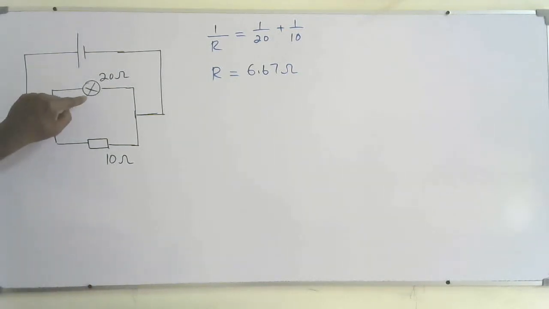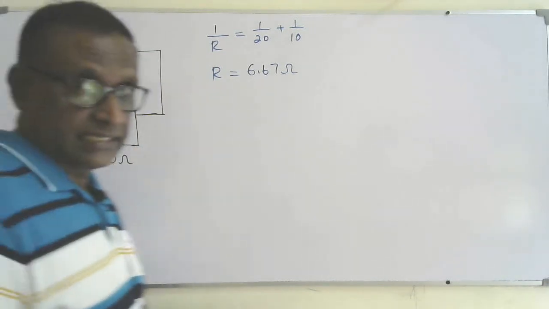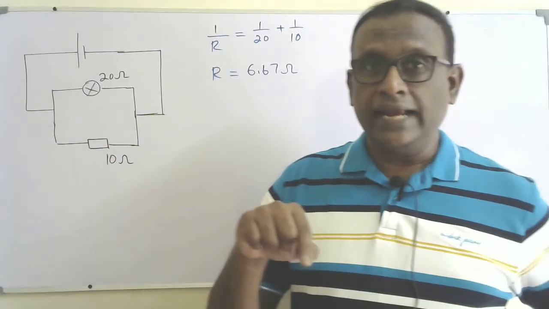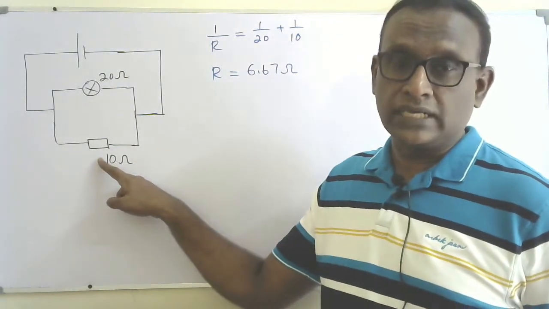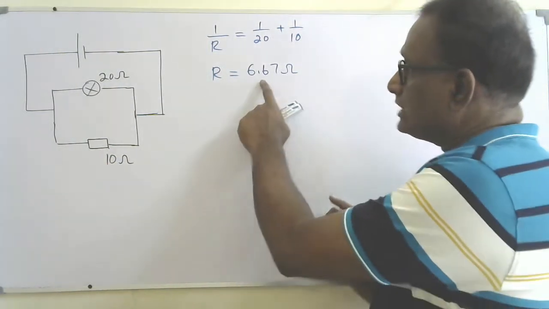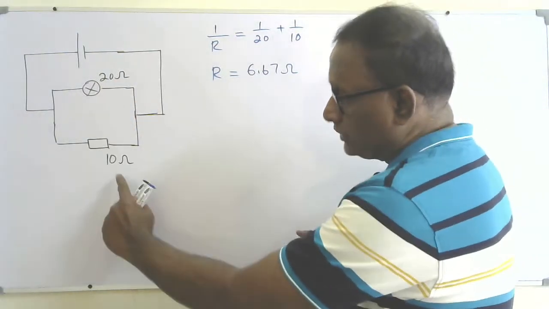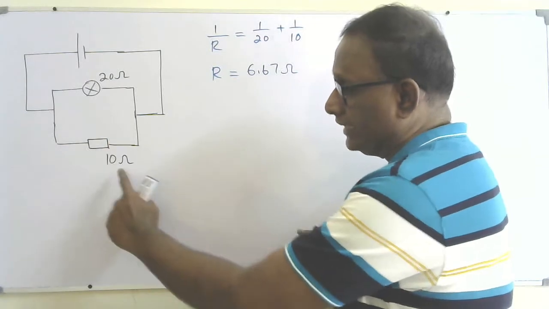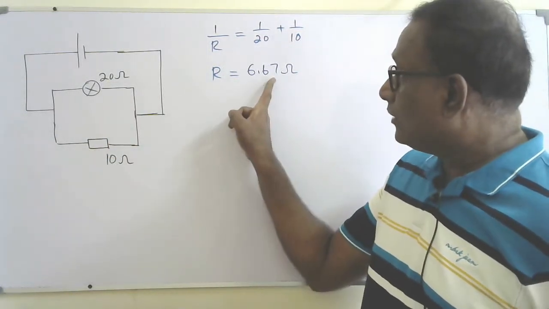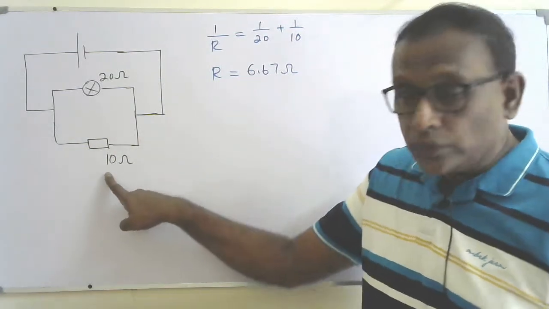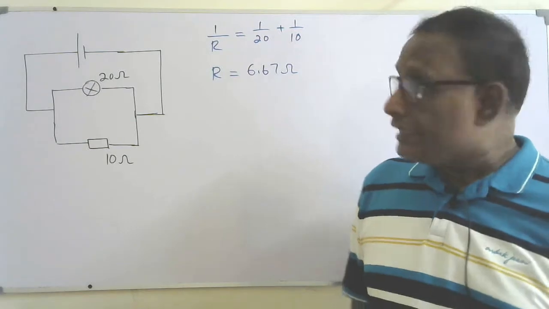Okay, now look here. The resistance of the bulb is 20, this is 10. You can see the equivalent resistance is lower than the lowest of these two components, which are connected in parallel. So you can see that is 6.67. That is lower than the lowest among them. Among 20 and 10, 10 is the lowest of these two resistors, but the equivalent will be lower than the lowest component. Okay, so that is one conclusion we can say.